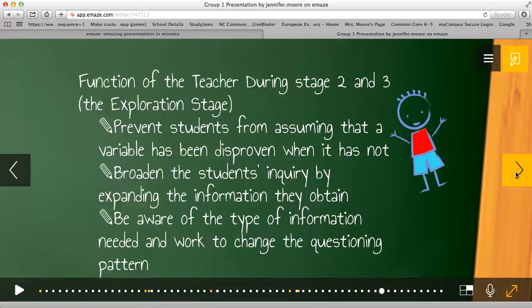The function of the teacher during Phases 2 and 3, the exploration stage, is to prevent students from assuming that a variable has been disproven when it has not. Broaden the student's inquiry by expanding the information they obtain, and be aware of the type of information needed to work to change the questioning pattern.